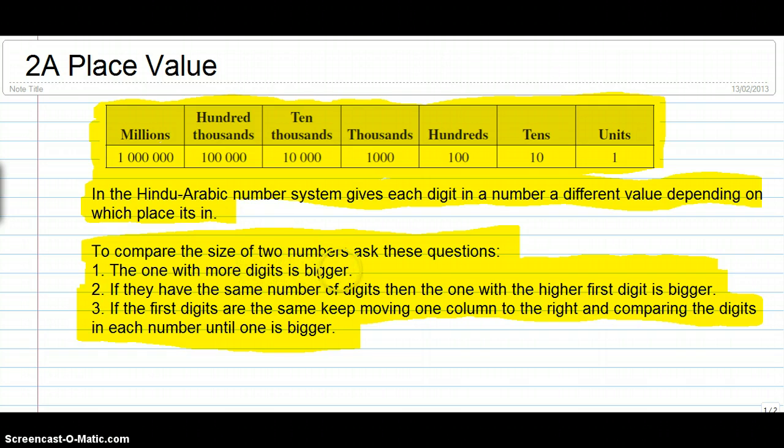The one with the more digits is bigger. That's the first check, first thing to look for. If they've got the same number of digits, then the one with the higher first digit is bigger. And if that doesn't solve the problem, if the first digit is the same in both numbers, then move to the next column to the right and compare the digits in that number. And if that doesn't work, you keep moving one column to the right until one is bigger. And once you've got one that's bigger, once you've got a difference, then you'll know that's the bigger number.